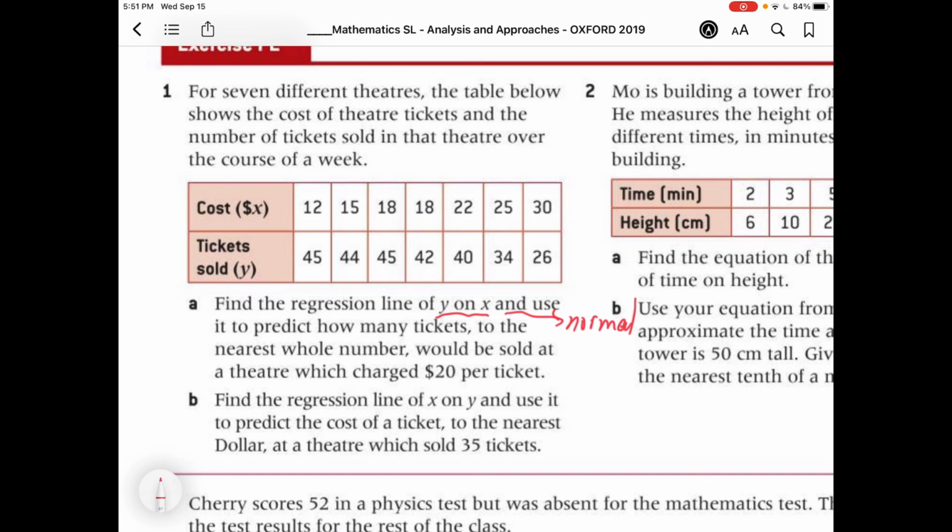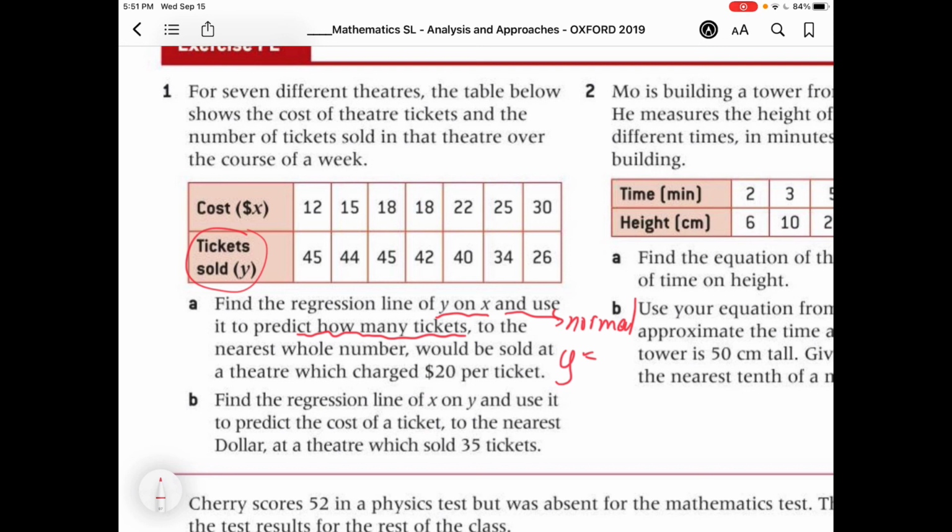But it's hard to remember all these terms. To predict how many tickets. Okay, so we want to predict y. We want a y equals. This is the thing we want to predict. Normal, regular stuff. So x list is going to be L1. Y list is going to be L2, just like we did earlier in the class.